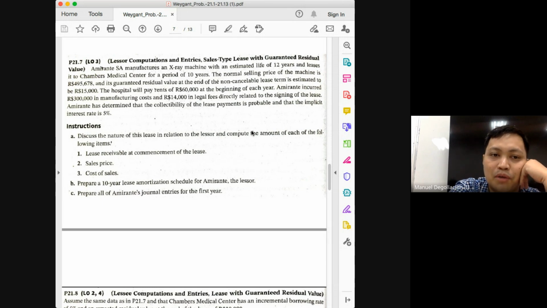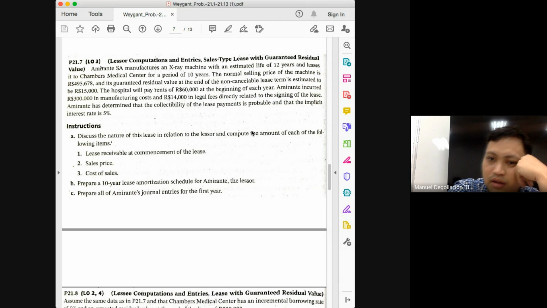How much is our periodic payments, class? 60,000. And how many times will we be paying 60,000? We'll be paying this for 10 years. So we will have 10 60,000 cash flows. But is our cash flow at the end of the year or at the start of the year? Start. So what factor are we going to be using? We'll be using annuity due. And hopefully you know how to solve for the annuity due factor.